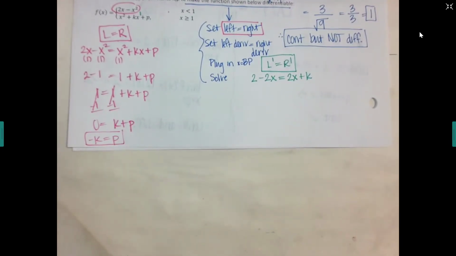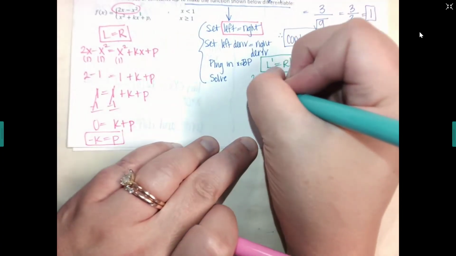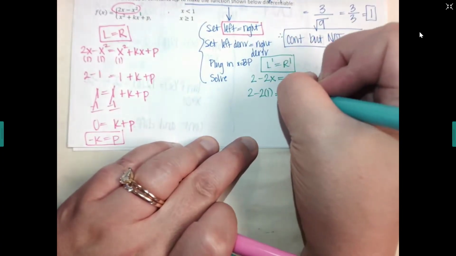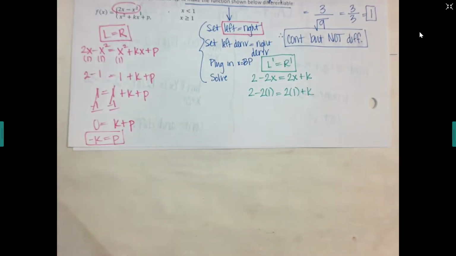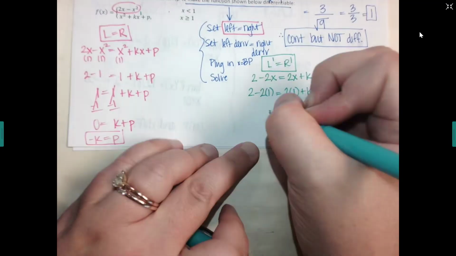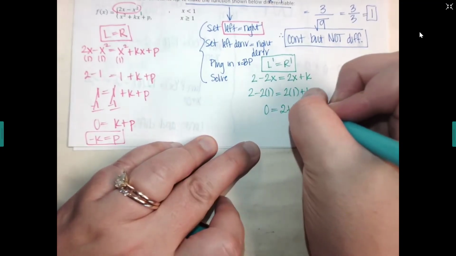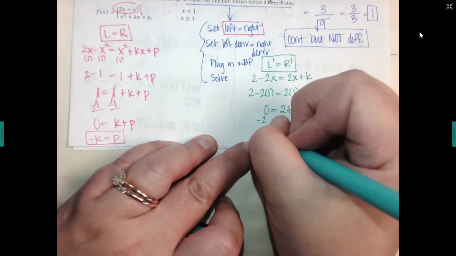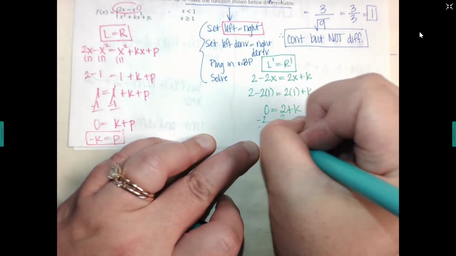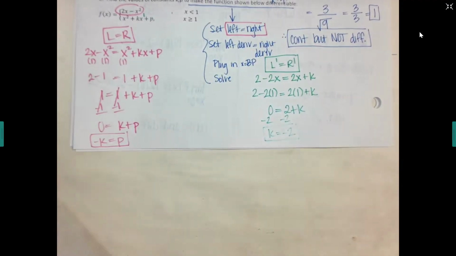All right, now we're going to do the exact same thing in our second equation. What's x going to be? 1. So this is 2 minus 2 times 1. 2 times 1 is 2. 2 minus 2 is 0, so 0 equals 2 plus k. Minus the 2 across means that your k is a negative 2. Okay, your k is a negative 2.